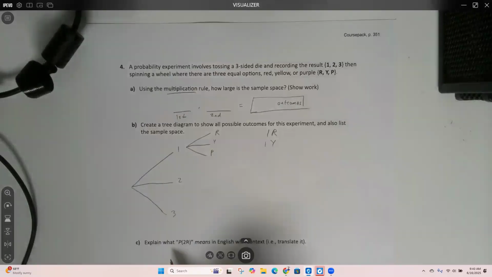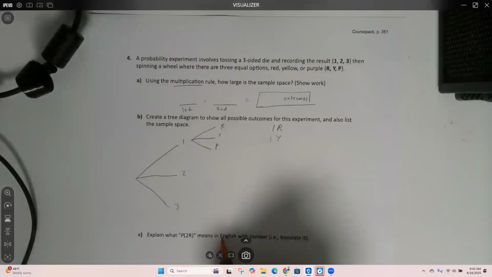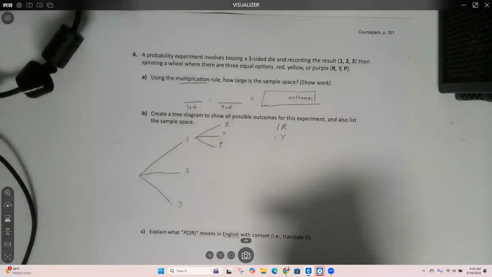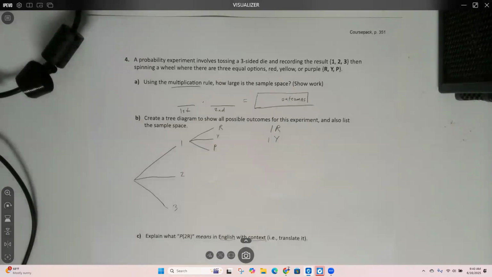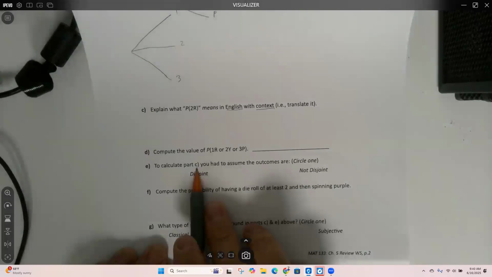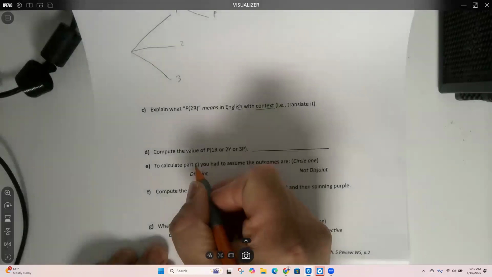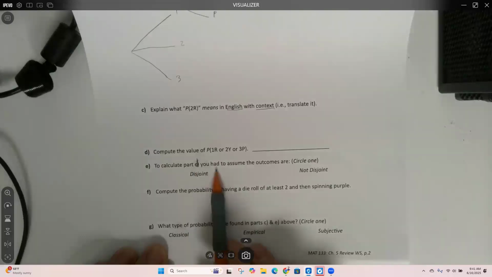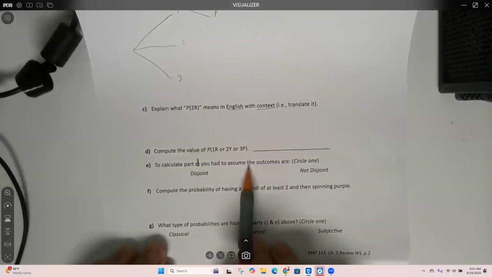Explain what P2R means in English with context. Actually, I'm not going to give you a hint on that one. You guys can do that. Oh, this is a typo right here for part E. This should be D. To calculate part D, you had to assume blah blah blah.